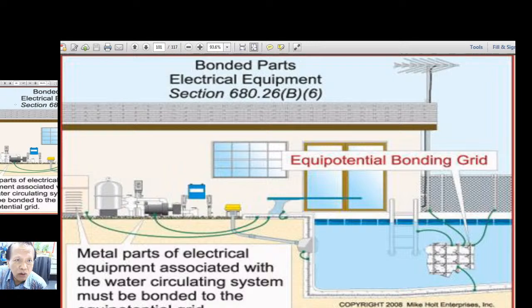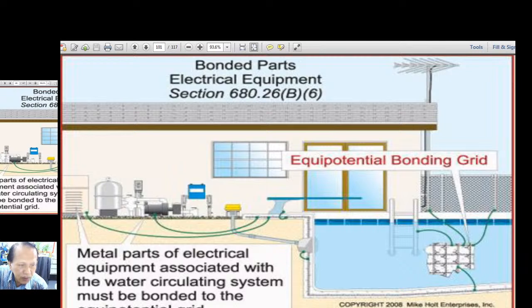And here is just a provision in the National Electrical Code, Bonded Parts of Electrical Equipment, Section 680.26, Part B and 6. As you could see, there is a pole here, and the railing it shows must be grounded to the rebars. So in other words, before pouring concrete, all of these metallic parts must be grounded to the rebar of the swimming pool tank. And in the pump room, as you would see here, all metallic parts here.